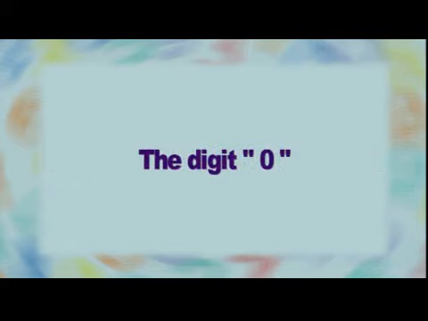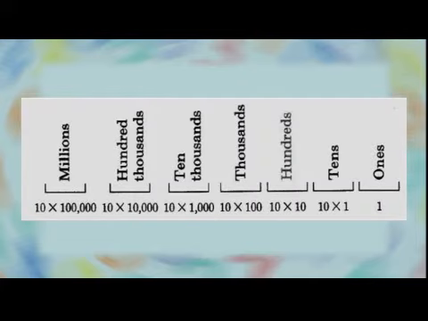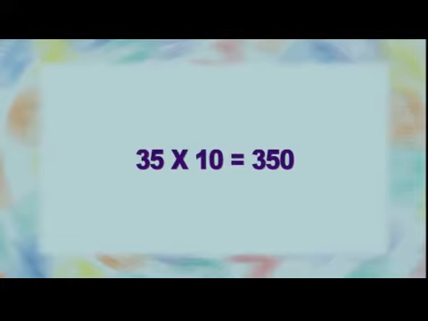Now we will see the importance of 0. The digit 0 is essential in the Hindu-Arabic system because it acts as a placeholder. In the number 702, the 0 tells us that there are no tens. Multiplying a number by 10 shifts each digit one place to the left. Because there is now nothing in the ones column, we put 0 in that column as a placeholder. The following table illustrates the process for 35 into 10, which is equal to 350.